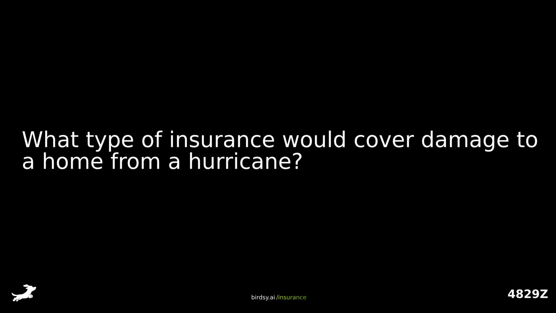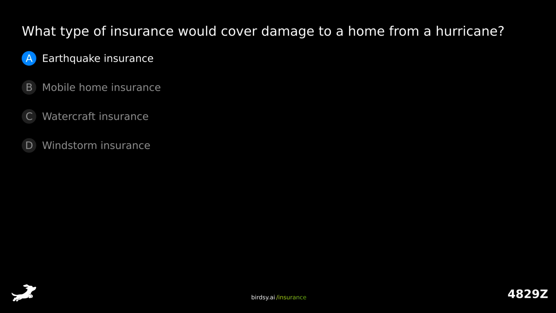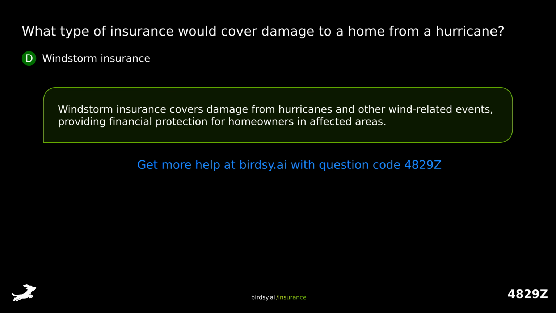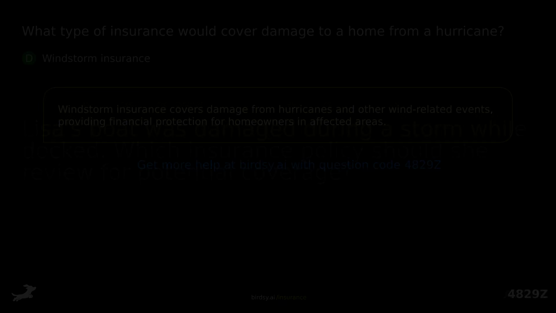What type of insurance would cover damage to a home from a hurricane? Is it A, earthquake insurance, B, mobile home insurance, C, watercraft insurance, or D, windstorm insurance? The answer is D, windstorm insurance. Windstorm insurance covers damage from hurricanes and other wind-related events, providing financial protection for homeowners in affected areas.